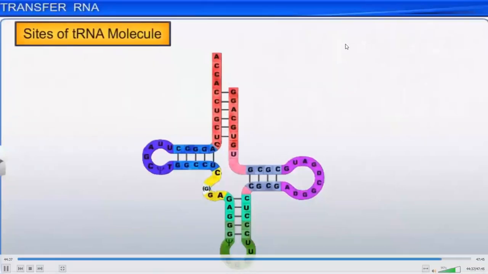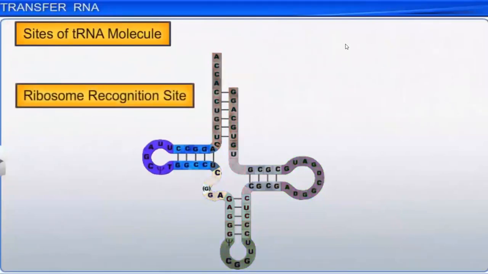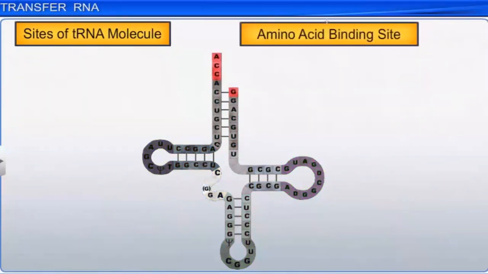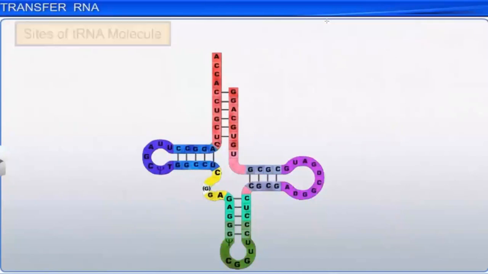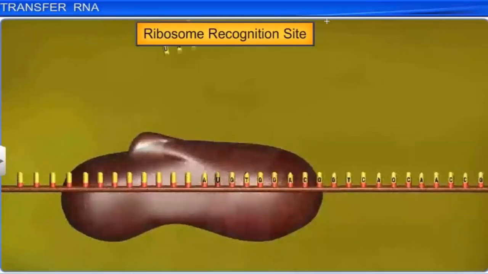tRNA consists of 4 arms or sites: ribosome recognition site, anticodon site, enzyme recognition site, and amino acid binding site or carrier end. Each of the tRNA regions performs a particular function. Take the case of the ribosome recognition site, which recognizes specific ribosomes attached to the mRNA and brings amino acids to the ribosome for protein synthesis.